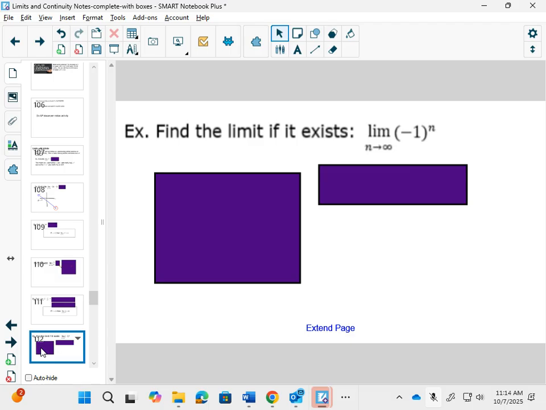Find the limit as it exists, or if it exists. What will happen to this if n is really, really, really big?